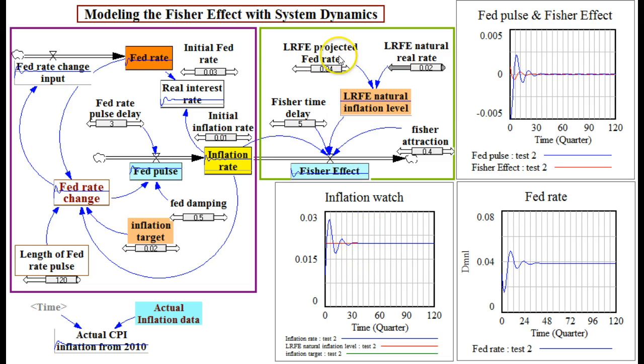You have the projected Fed rate at 4%. You have a 2% natural real rate of growth in the economy, population, productivity, and all that, which is now going to equal the inflation target of 2%. And you're going to have your stability.